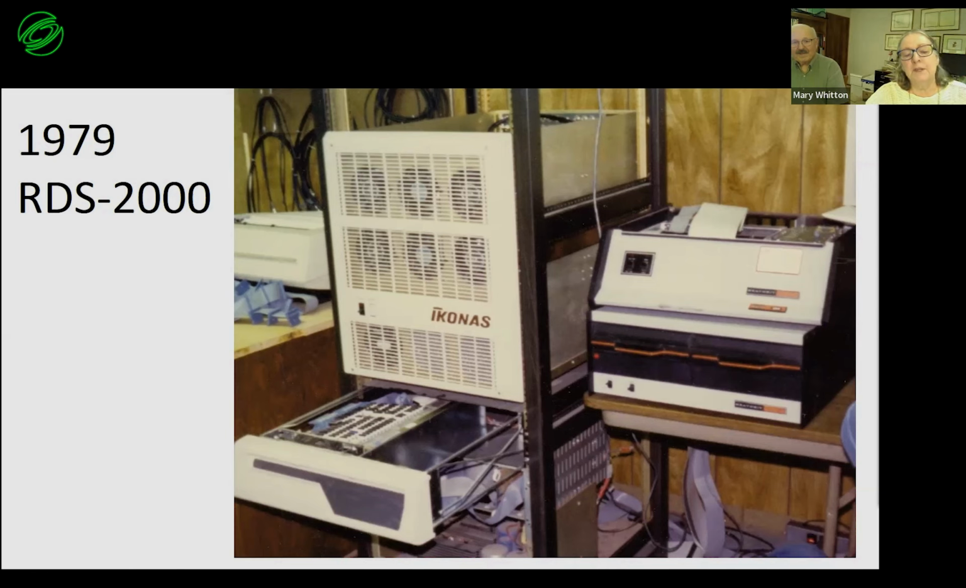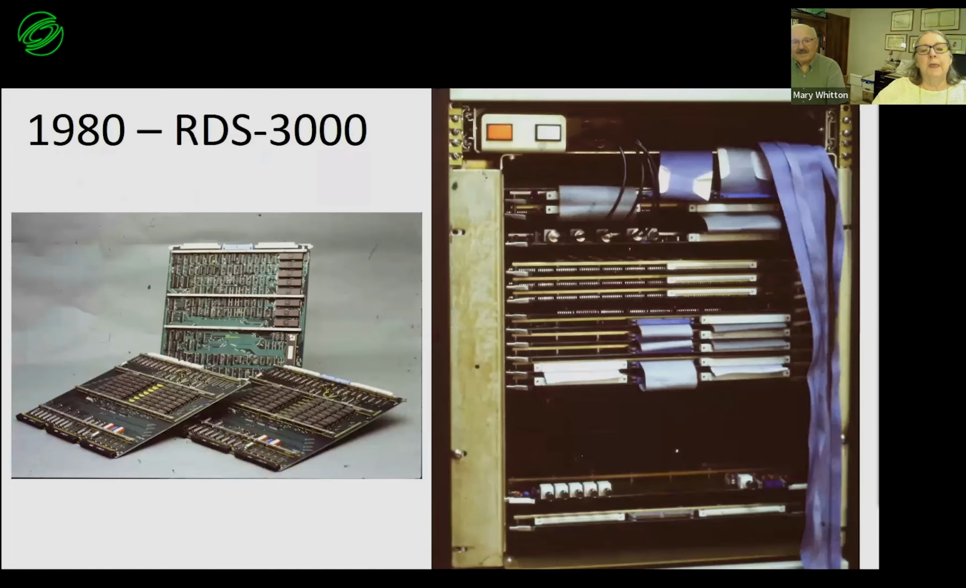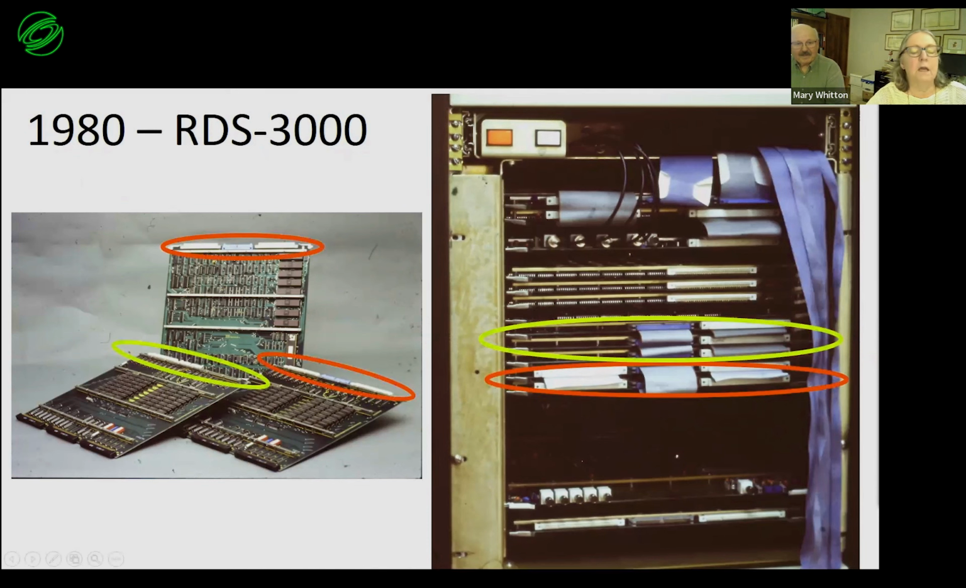The board size became a severe limitation for us. For the next generation, we moved up to boards that are about 15 inches square. In late 1980, we began shipping the RDS 3000. And the left center, there's a processor board. You can see the 2900 series chips here, the 8 of them. The two front boards are static RAM boards that I designed.